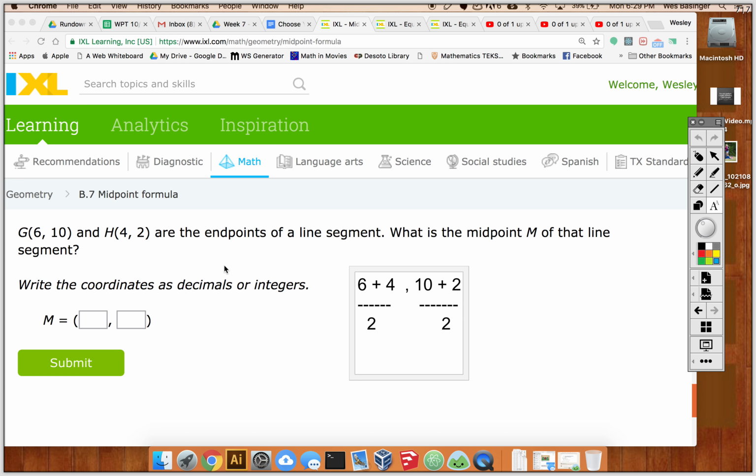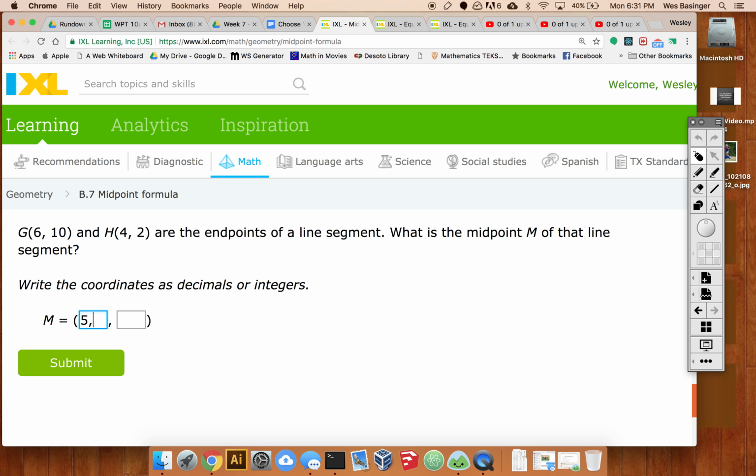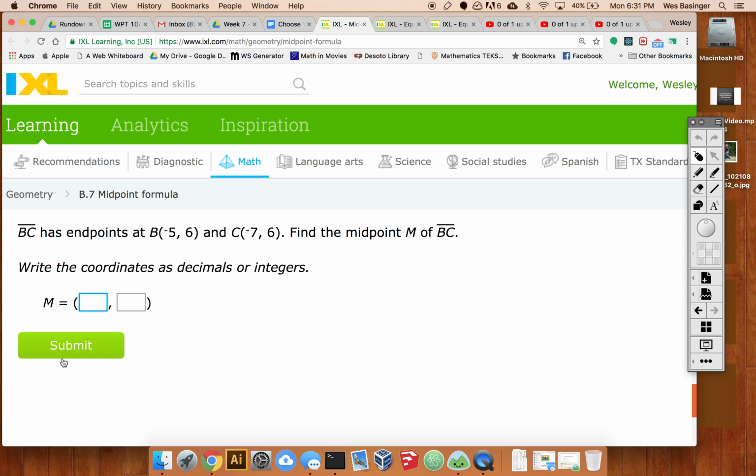So if we do 6 plus 4, that's 10. If we do 10 divided by 2, we get 5. If we do 10 plus 2 is 12. 12 divided by 2 is 6. So our correct answer should be 5, 6. So that worked out pretty good.